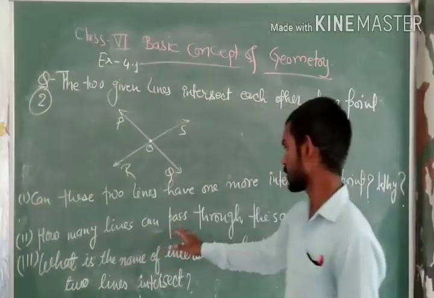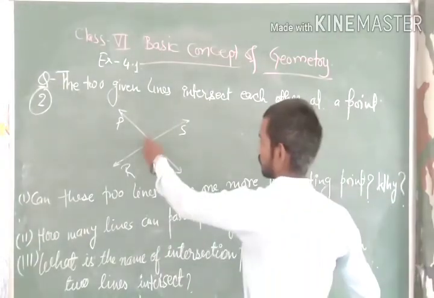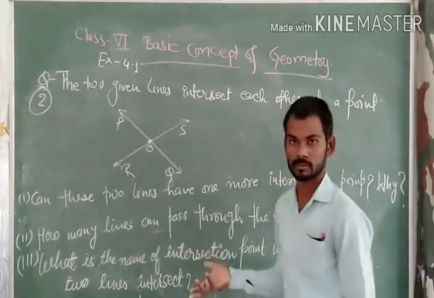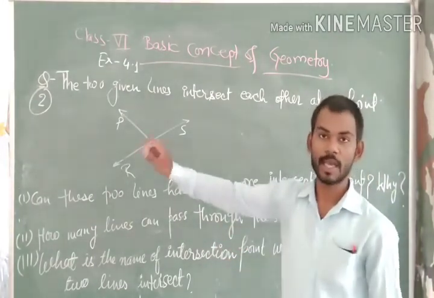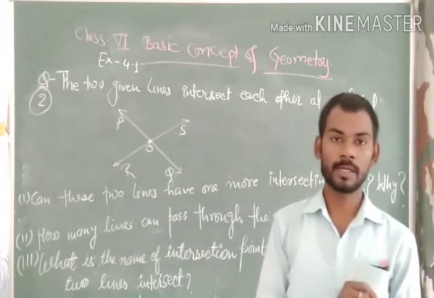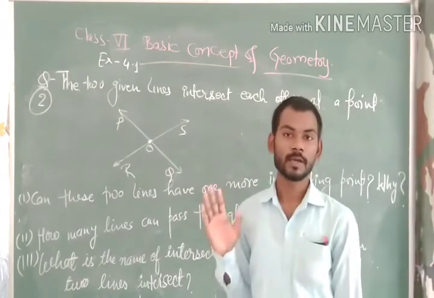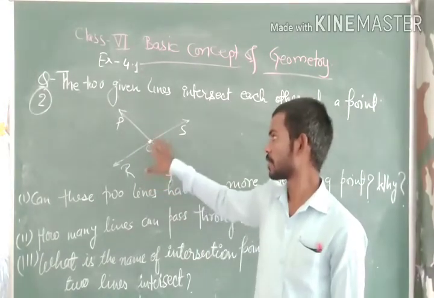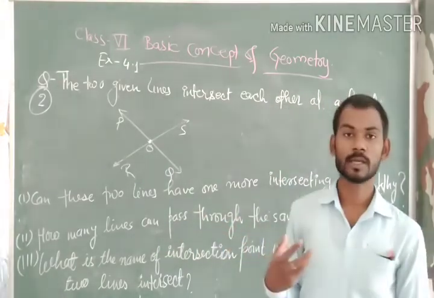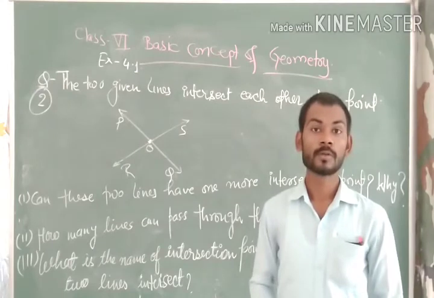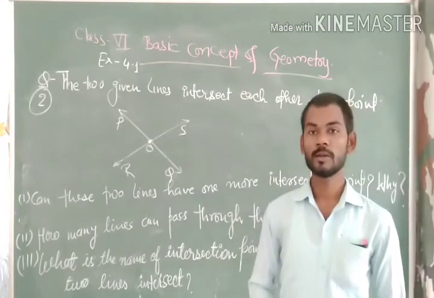How many lines can pass through the same point? This is the point for which the question is talking. How many lines can be passed through this point? As we know that from a single point, any number of lines can be passed. Here in the question, there are only two lines. And we know that by the property of a point, an infinite number of lines can be passed through a point.